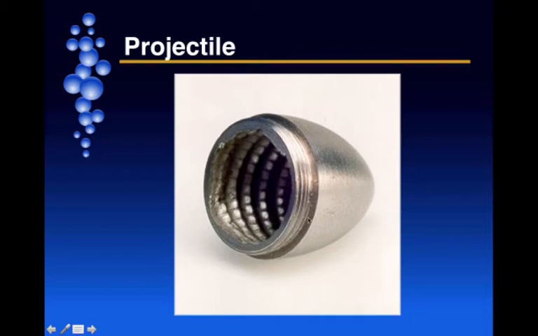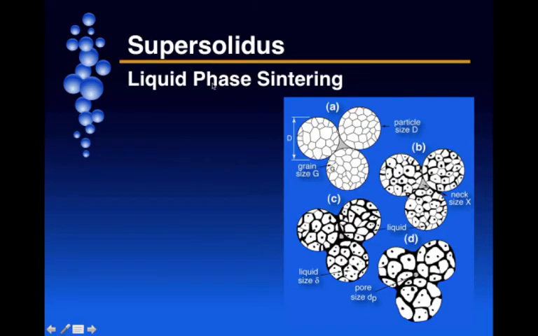High density materials can be fully densified. Because tungsten is a refractory material, needs very high temperatures to sinter, and this might be the only way to be able to densify some of these materials at reasonable temperatures. A variant of liquid phase sintering is called the supersolidus liquid phase.